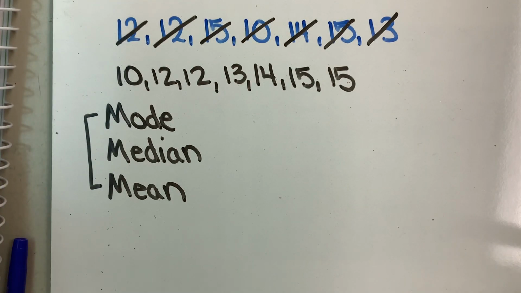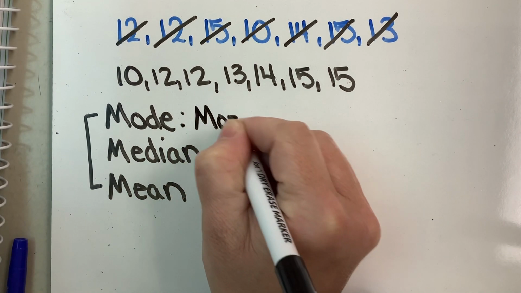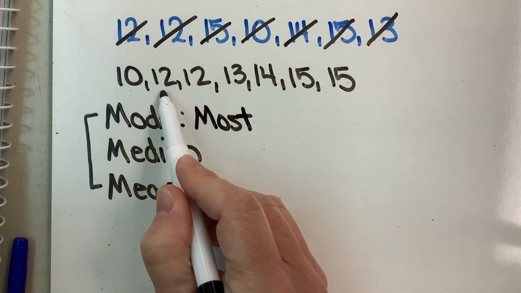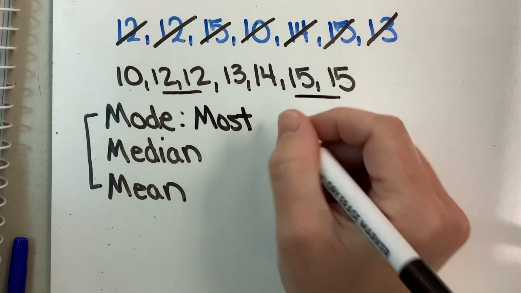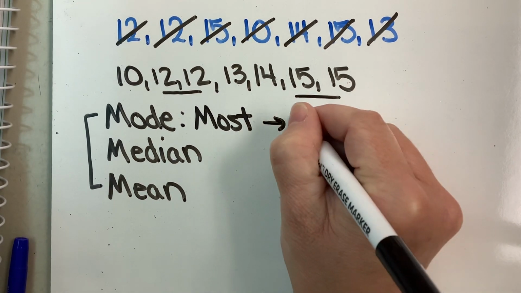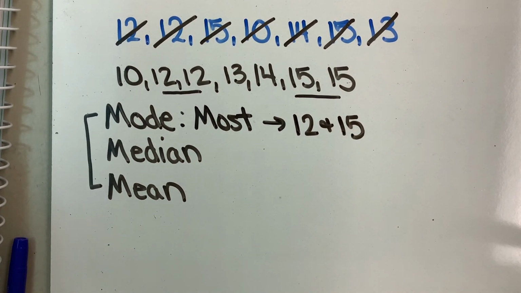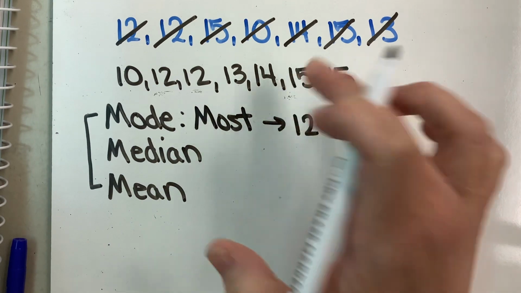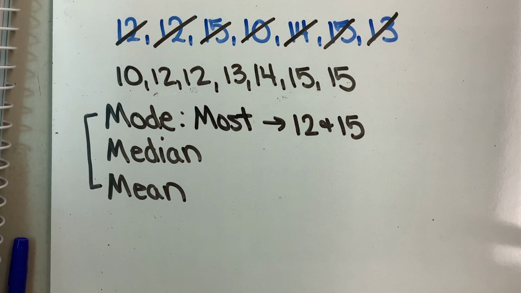Alrighty, so for our mode, it means the most. Who shows up the most often? And when we're looking at our data set, I can see that 12 shows up twice and 15 shows up twice. So that means I actually have 2 modes in this case, 12 and 15, because they are the numbers that show up the most. You can have multiple modes. You can have no modes. It just depends on what data set that you are working with.